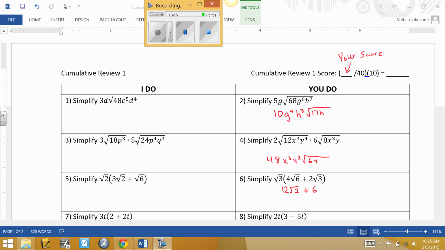As we always do, place your score at the top right corner of the first page, divide by 40, times that percentage by 10. This score is out of 10, usually they're out of 5. But this is a double points assignment, so you'll give me a score out of 10 points here.